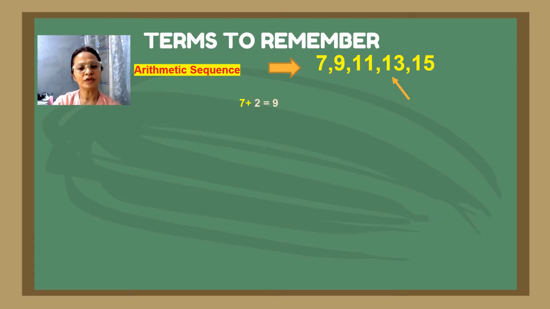Now, if you notice, 7 plus 2 equals 9, the next term. If we add 9 plus 2, the answer is 11, the next term. 11 plus 2 is the next term, 13. If we add 13 plus 2, the next term is 15.